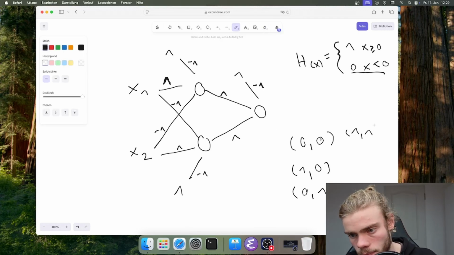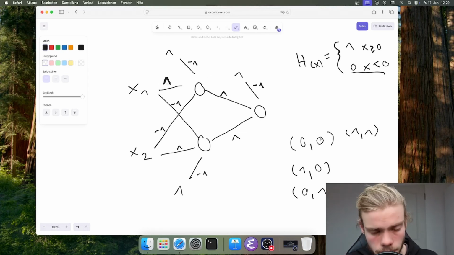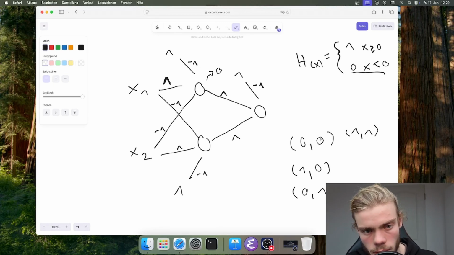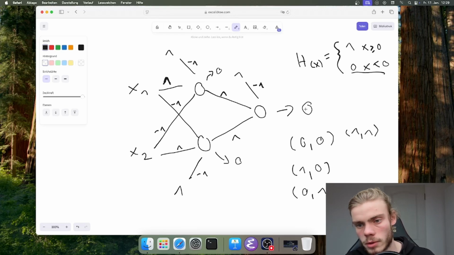1, 1. So this is 1, 1, minus 1, minus 1 is minus 1. So this will output a 0. We have 1 times minus 1 is minus 1, plus 1 is 0, minus 1 is minus 1. So this will output a 0, and this will output a 0 as well.